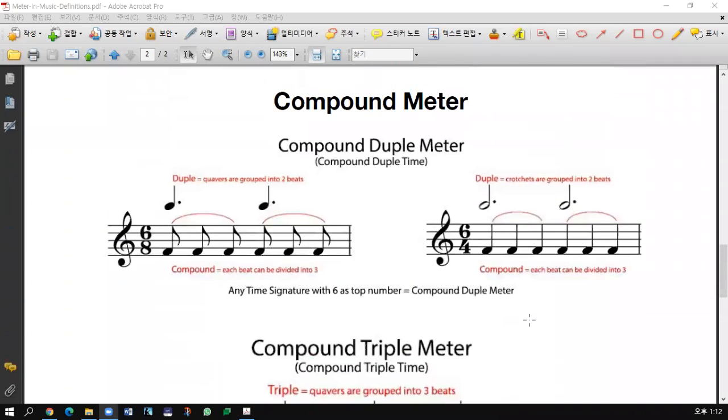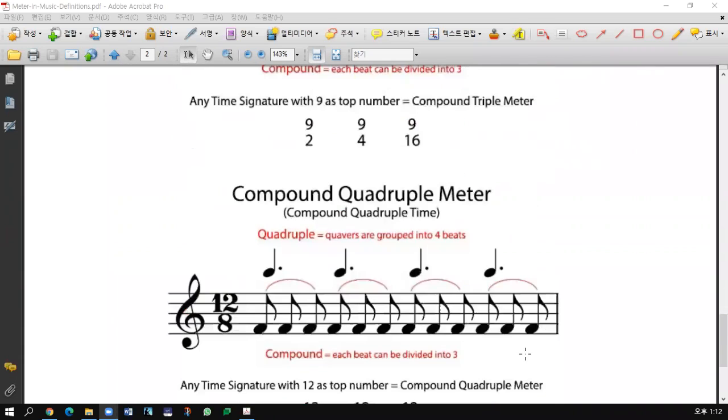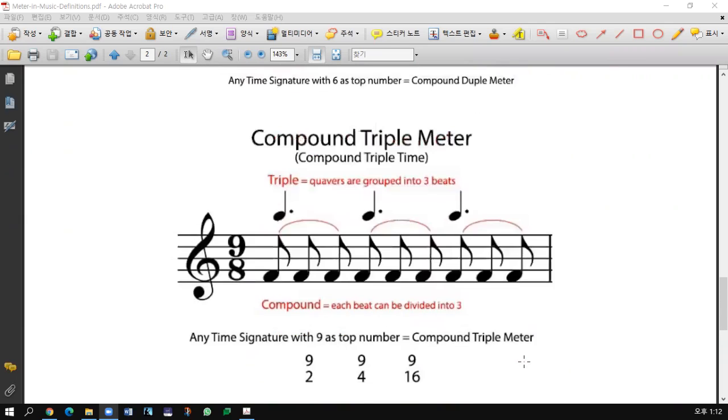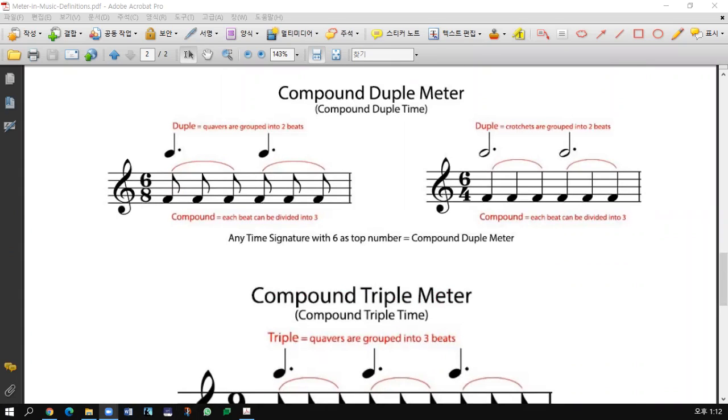So here, any time signature with 6, 9, 12 is compound meter, okay? And then 6 is duple, because, you know, compound can be divided into 3, right? So 6 is duple here, okay? And then 9 is triple. 12 is quadruple, like that, okay?